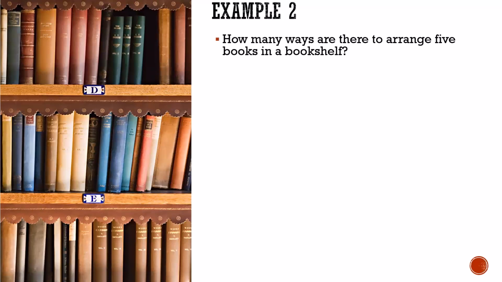So I got a small bookshelf, right? And I have 5 different books. None of the books have the same title. And I want to arrange them on the shelf.